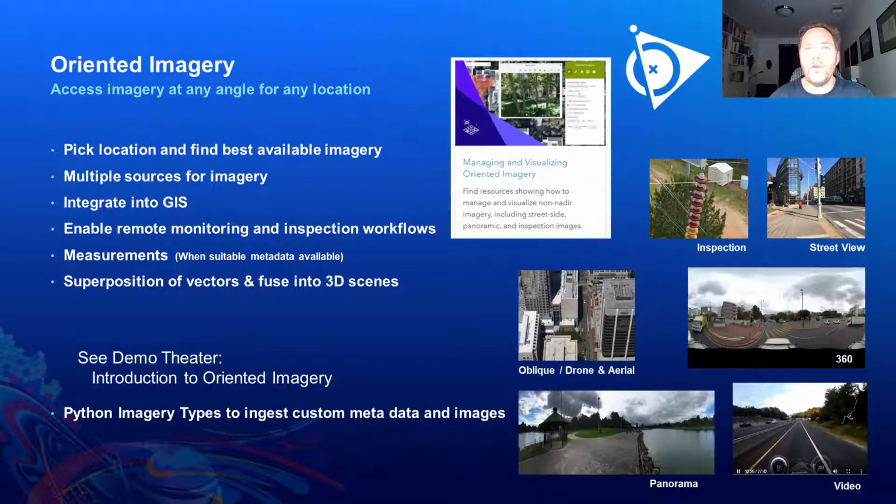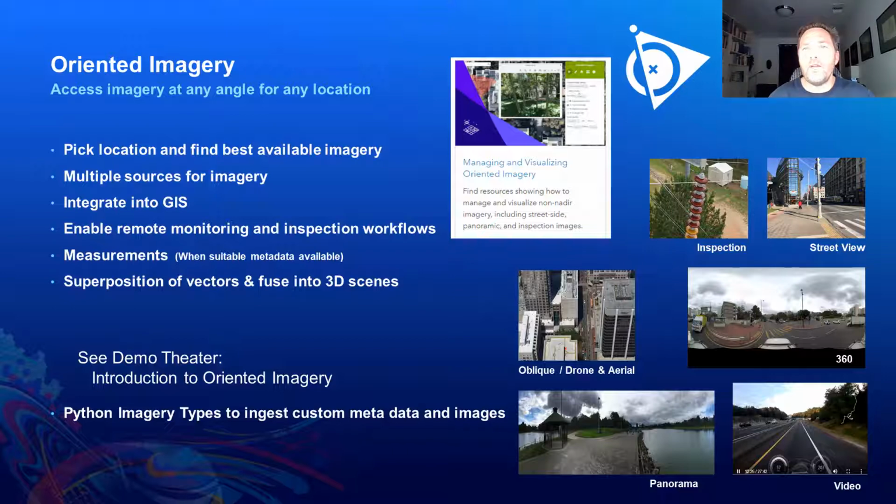Another set of tools that is also available from the Imagery Workflows website is related to oriented imagery. Oriented imagery refers to working with the massive volumes of imagery that are being collected but are not nadir or top-down imagery typically used in GIS applications. This includes inspection imagery, street view, oblique imagery from drones and planes, 360 imagery, but also panoramas and videos often collected from terrestrial vehicles. Oriented imagery includes tools to create the oriented imagery catalogs.